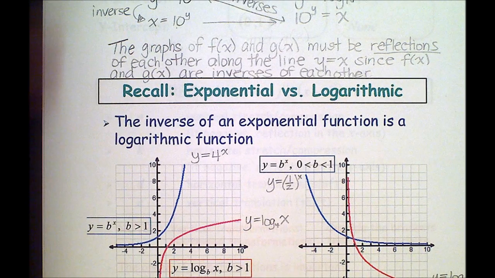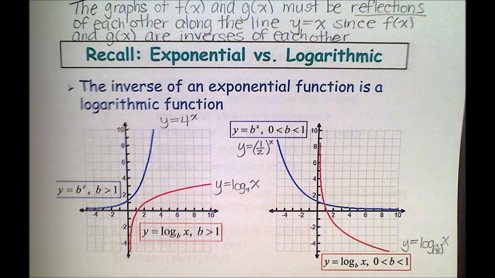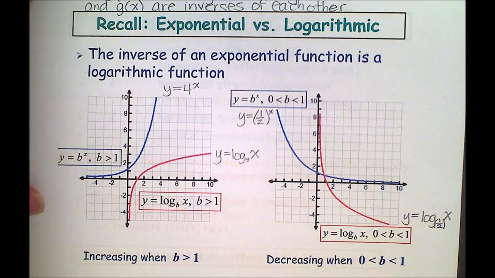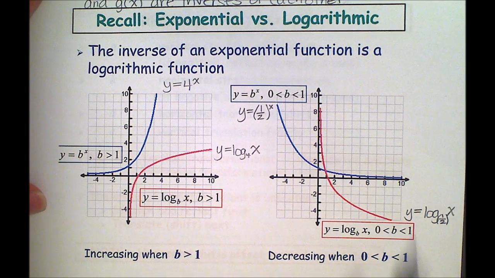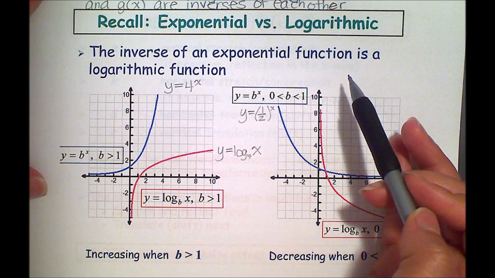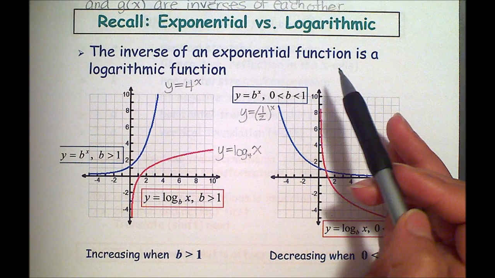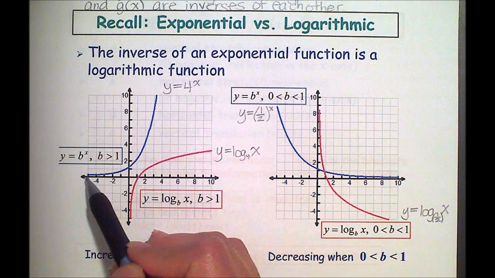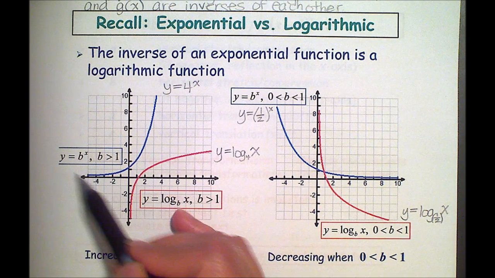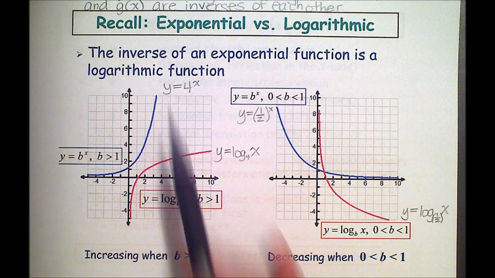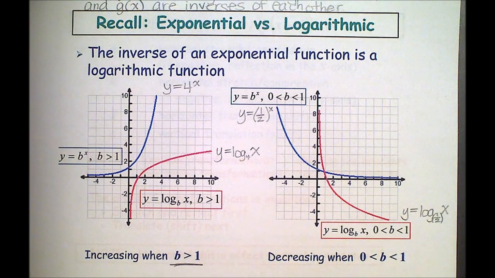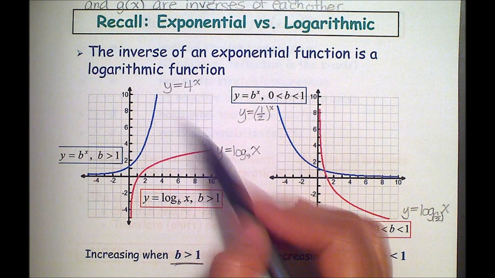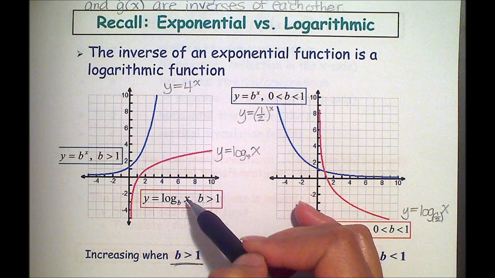Okay, so just a reminder of some of the information you know about exponential and logarithmic functions. So just a little recall here, the inverse of an exponential function is a logarithmic function. So for example, here if you have the exponential function y equals b to exponent x, you can see that the graph is increasing, so that means that the base must be greater than 1. And so the inverse function would be y equals log base b of x.